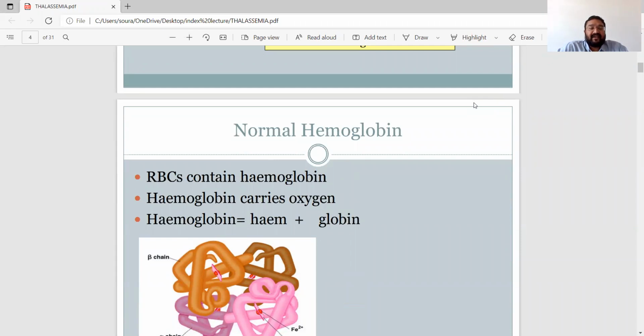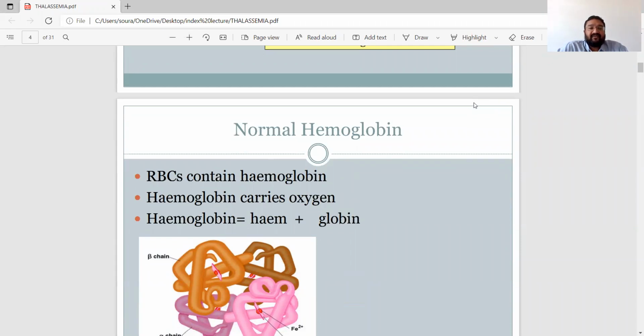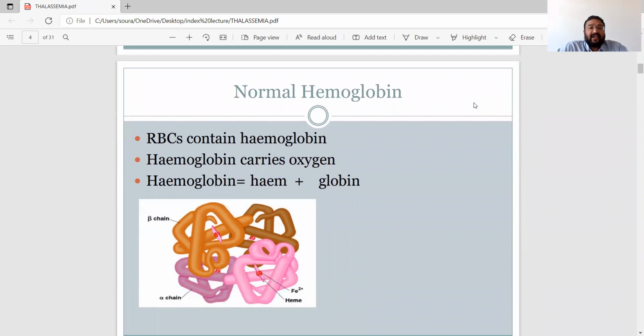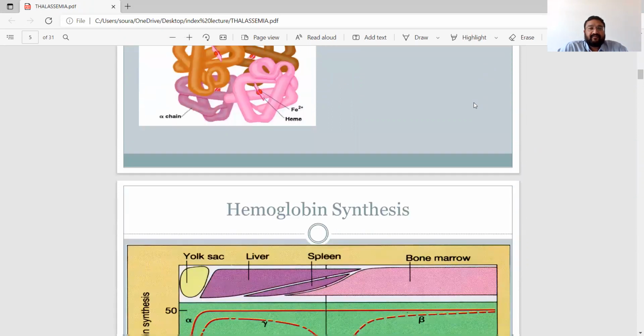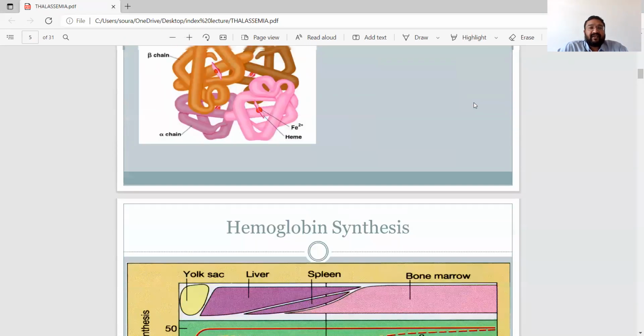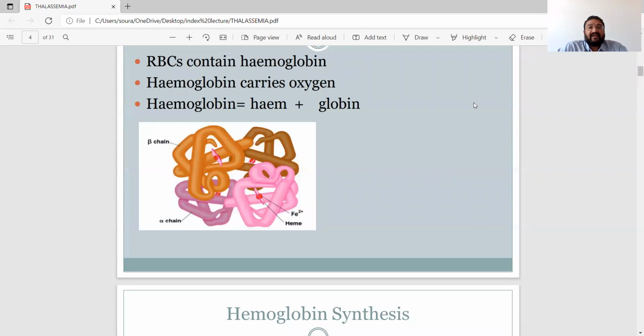Normally, hemoglobin is present in the RBCs, which carry oxygen to the various tissues of the body. Hemoglobin is made up of two parts, a heme part and a globin part, which is a proteinaceous part. The globin part is made up of two chains, alpha chain and non-alpha chains. The alpha chains combine with the non-alpha chains to form tetramers. Any defect in this globin chain, either in alpha chain or in non-alpha chain, may lead to production of defective hemoglobin and may lead to hemoglobinopathies.